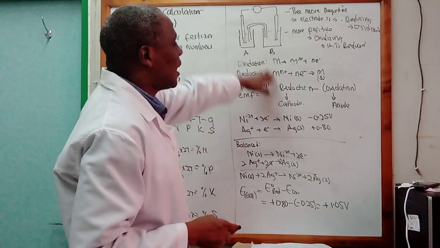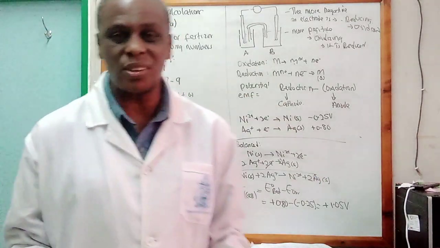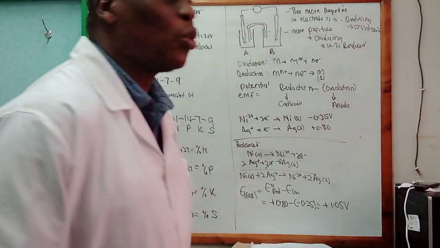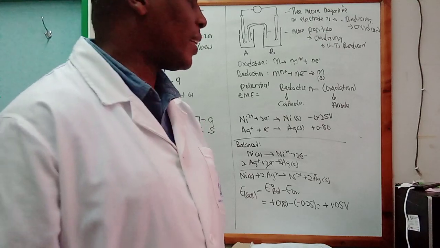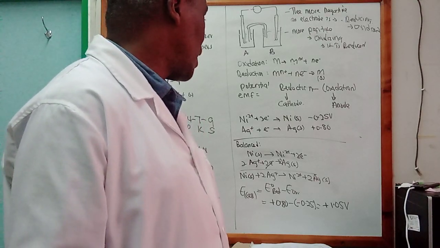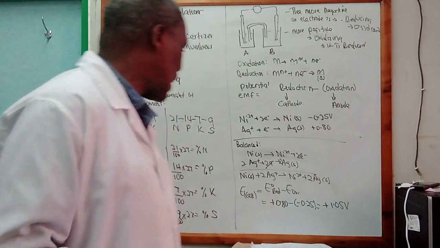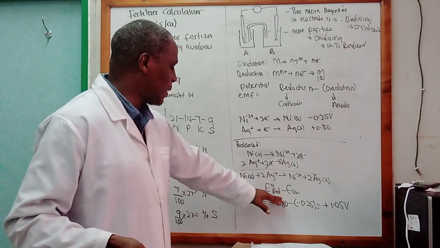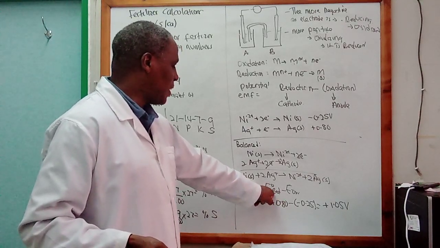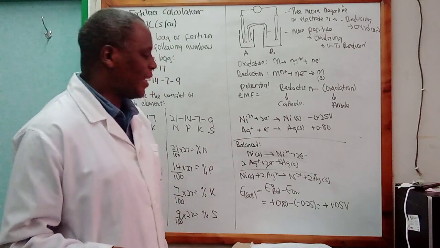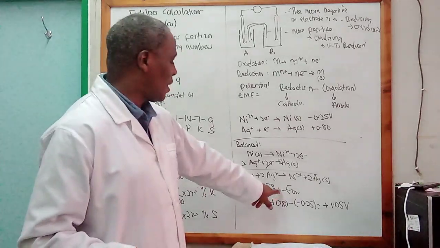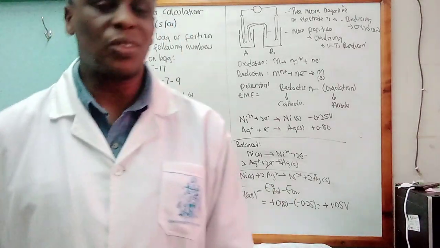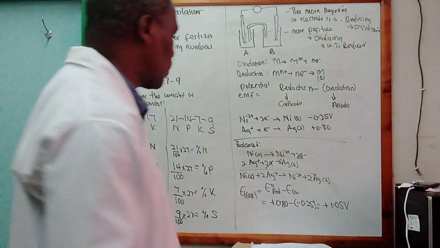But the thing which is important to this, because the calculations that you're going to get will be asked, what will be the observed EMF which will be produced? And the EMF of the cell is given by the electrode potential for the reduction minus the electrode potential for the oxidation.